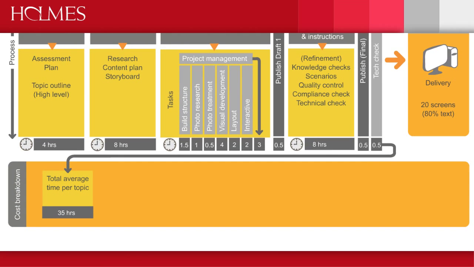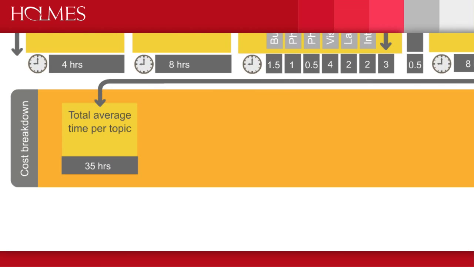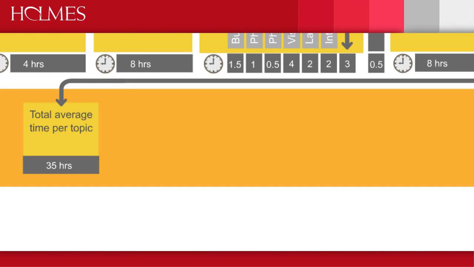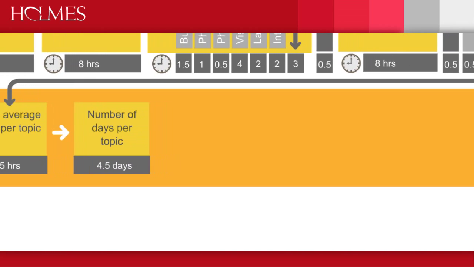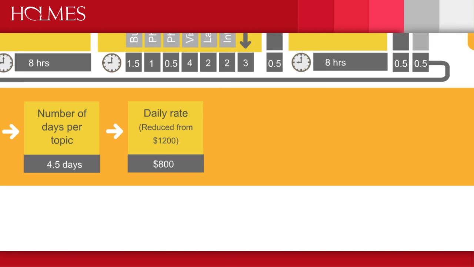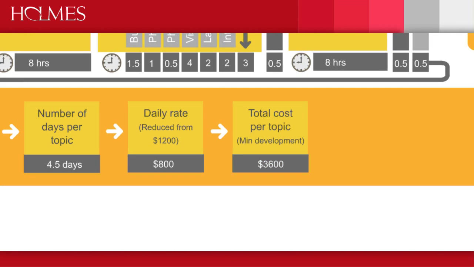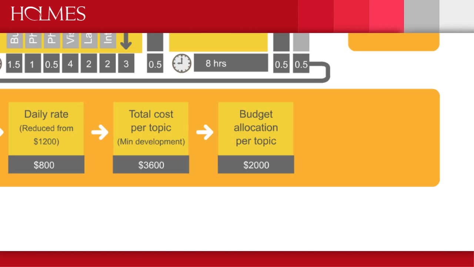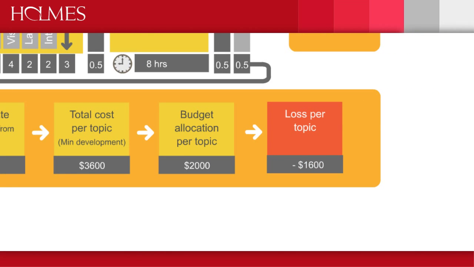So the average time to complete a topic is 35 hours. The number of days it takes to complete a topic is 4.5. The standard industry charge-out rate is $1,200 per day. We discounted our rate on this project to $800 per day to try and meet the budget constraints. So at $800 per day, that brings the total cost of development per topic to $3,600. The budget allocation per topic is $2,000. Our loss per topic, unfortunately, is $1,600.